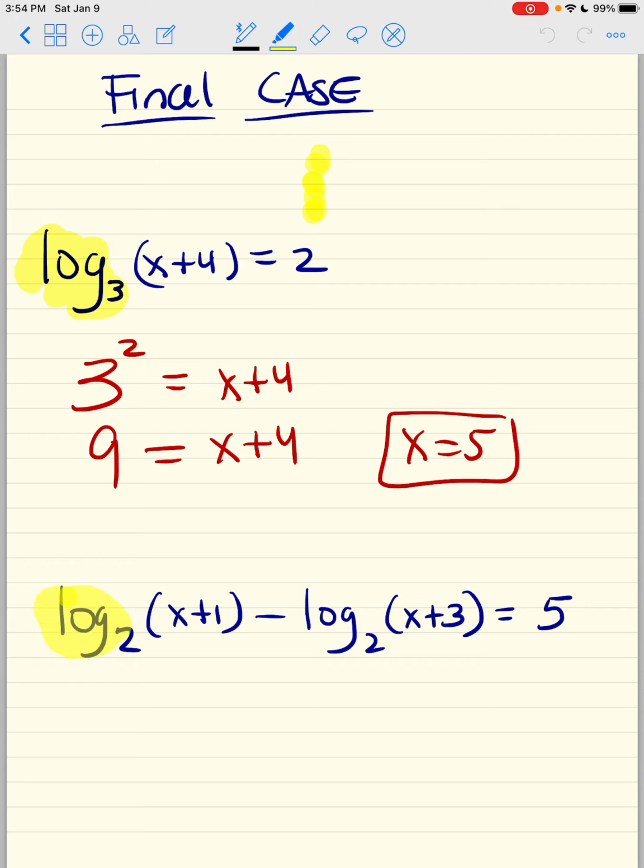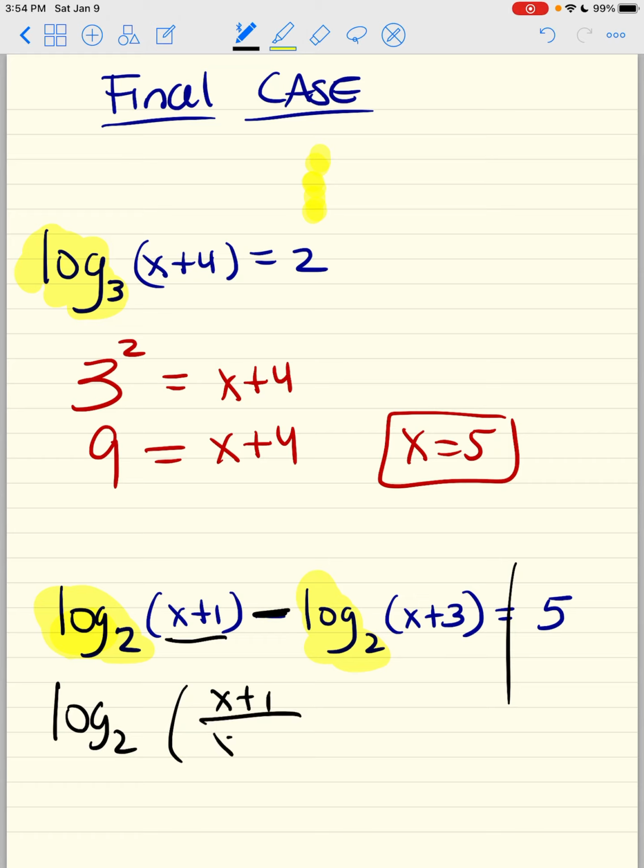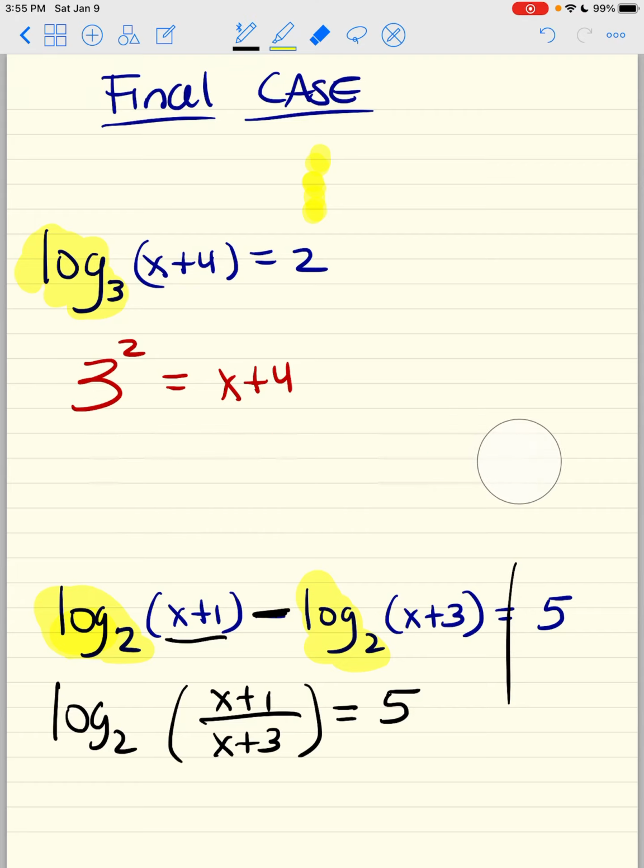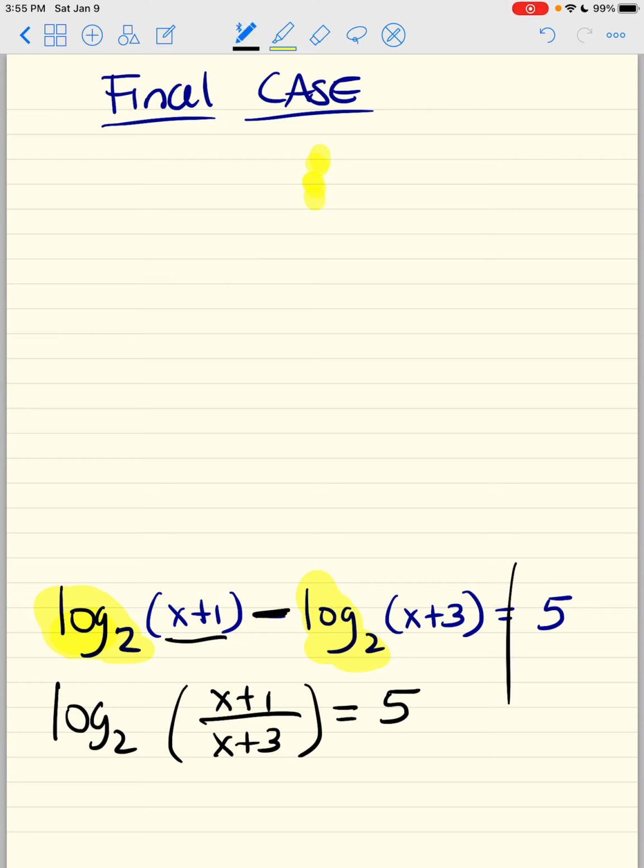Now, I have a problem in this final problem. My problem is that there's 2 logs on one side. You need to factor out the log, and then x plus 1. There's a minus in front of that log, so it becomes division. x plus 3 equals 5. Okay, now what? Can I just do x plus 1 divided by x plus 3 equals 5? No, you cannot, because there's no log base 2 on the other side. So we have to lift and shift.